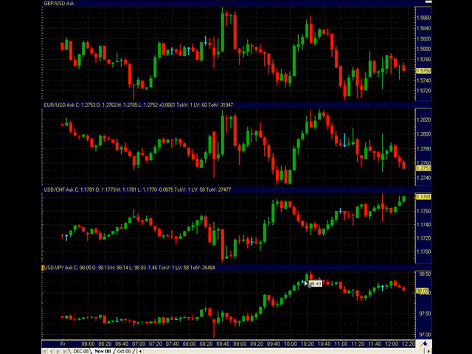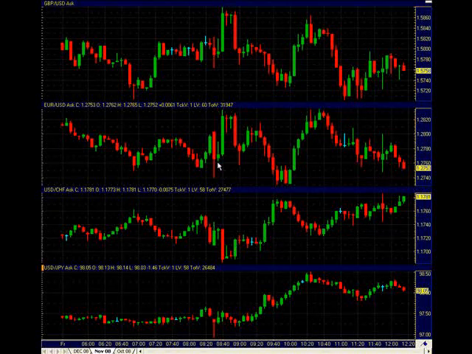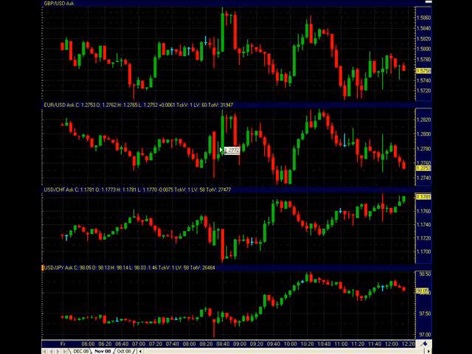Okay, so let me clarify, guys. Negative numbers for non-farm are bad for the U.S. dollar. So the other pair should be gaining strength, just like here, where you see this gaining strength against the U.S. dollar. Negative figures gaining strength.